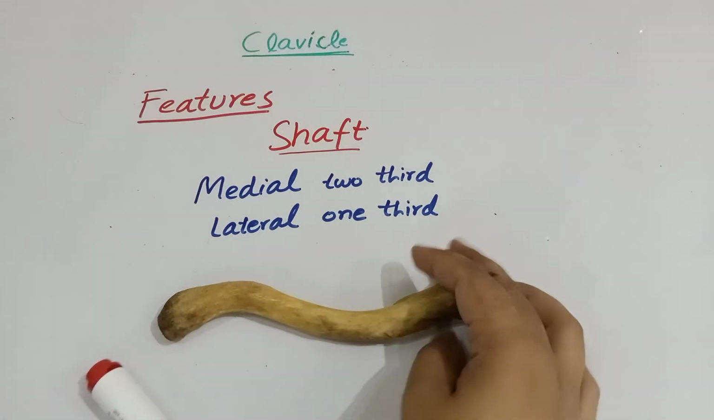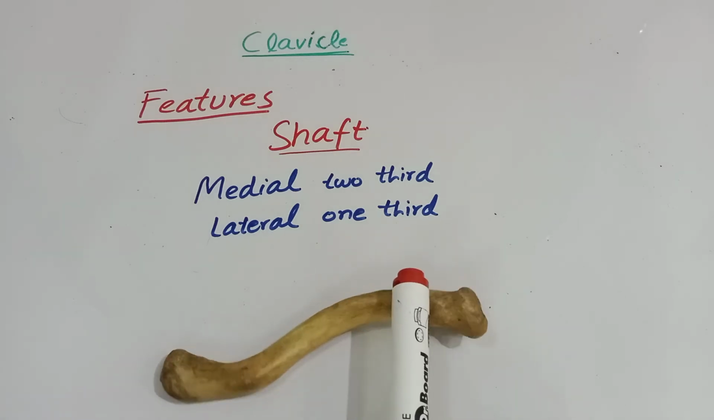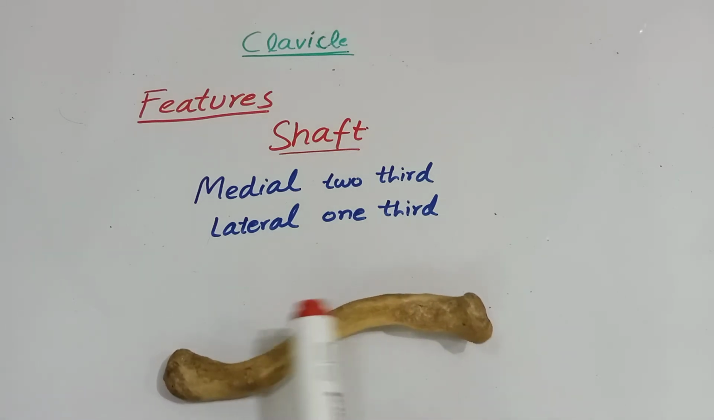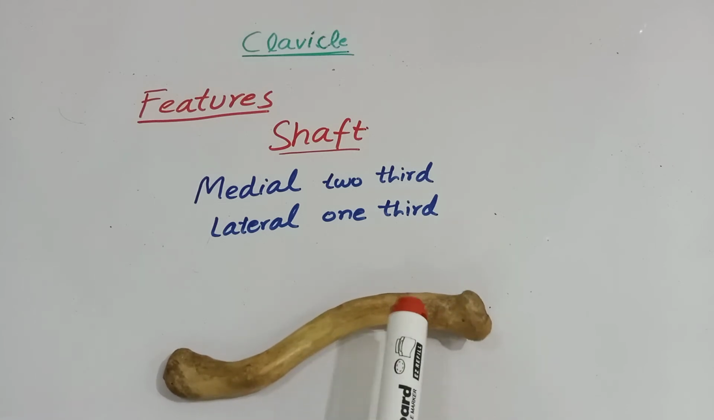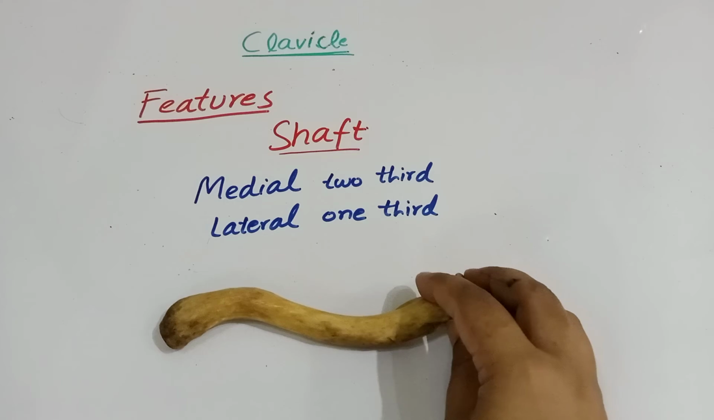The inferior surface has a rough oval impression, as you can see here in the medial end, and it has a large longitudinal groove. There is a nutrient foramen also present in the inferior surface of the medial 2/3.